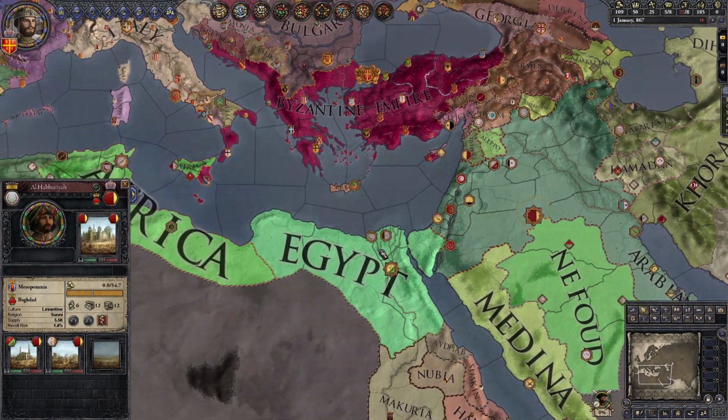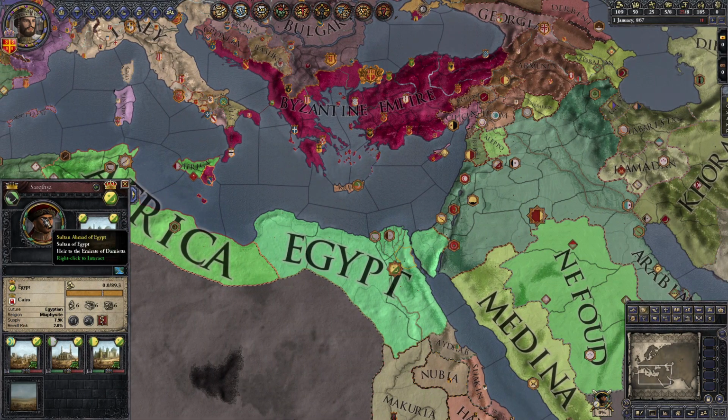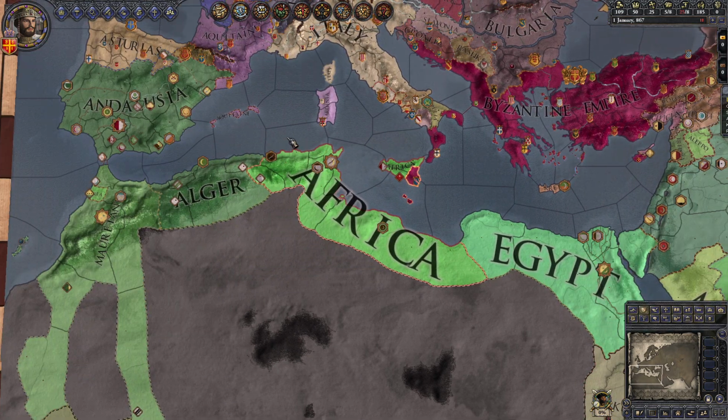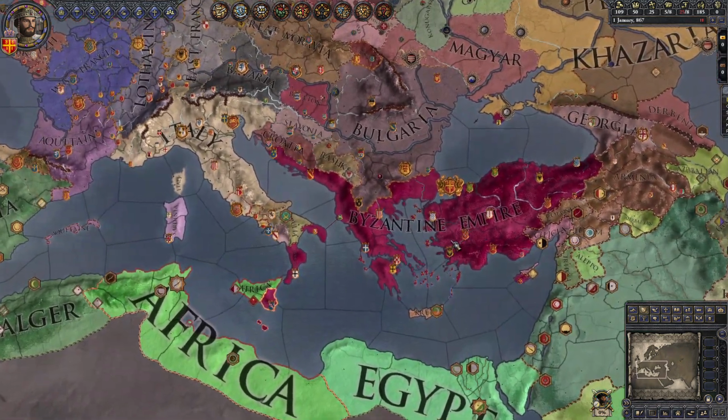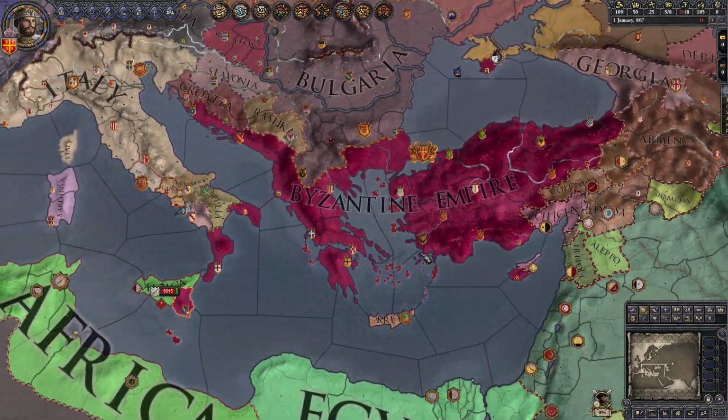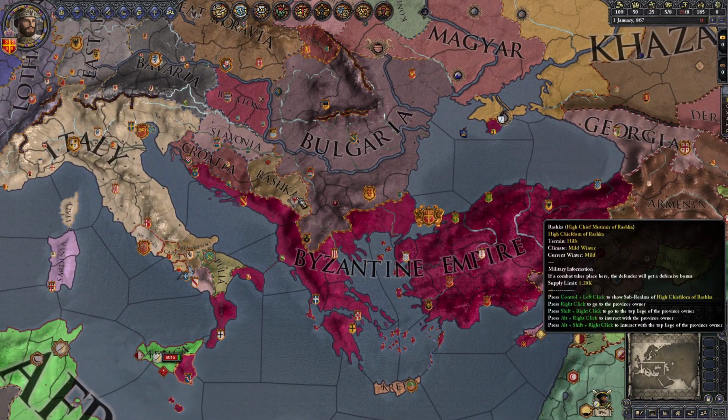So you have a caliph there, you have a sultan there, you've got a sultan there, just a lot of people. You can hear the Roman theme running in the background, like, rebuild Rome, loser. Anyway, so that's the map, at least.